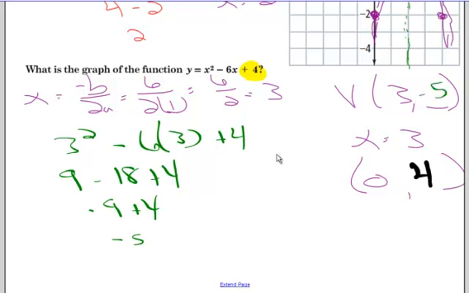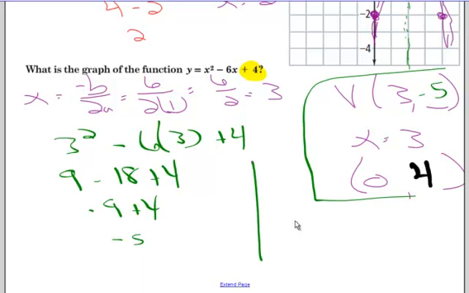Negative 5. So here's all the information I need listed over here on the right. Let's get a coordinate plane. Not to exact scale, but you get the idea. So 3, 1, 2, 3. Negative 5, 1, 2, 3, 4, 5. Alright, 3, negative 5. Here's my point.